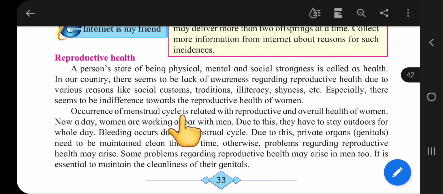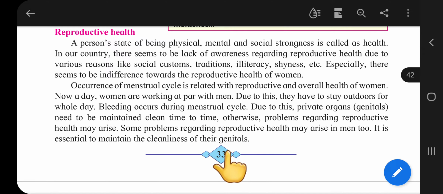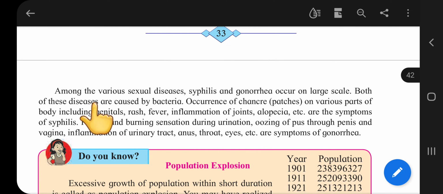The occurrence of the menstrual cycle is related to the reproductive and overall health of women. Nowadays, women are working equally with men. Due to this, they have to stay outdoors for the whole day. Bleeding occurs during the menstrual cycle. Due to this, private organs need to be kept clean from time to time. Otherwise, problems regarding reproductive health may arise. Among the various sexual diseases, syphilis and gonorrhea occur on a large scale.